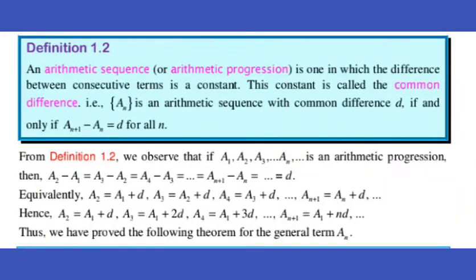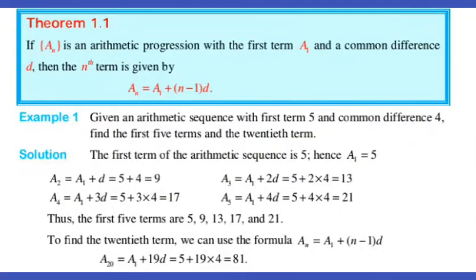Now, if the sequence an is an arithmetic progression with first term a1 and common difference d, then the nth term is given by an equals a1 plus (n minus 1) d. Therefore, we can find any term by using this formula.